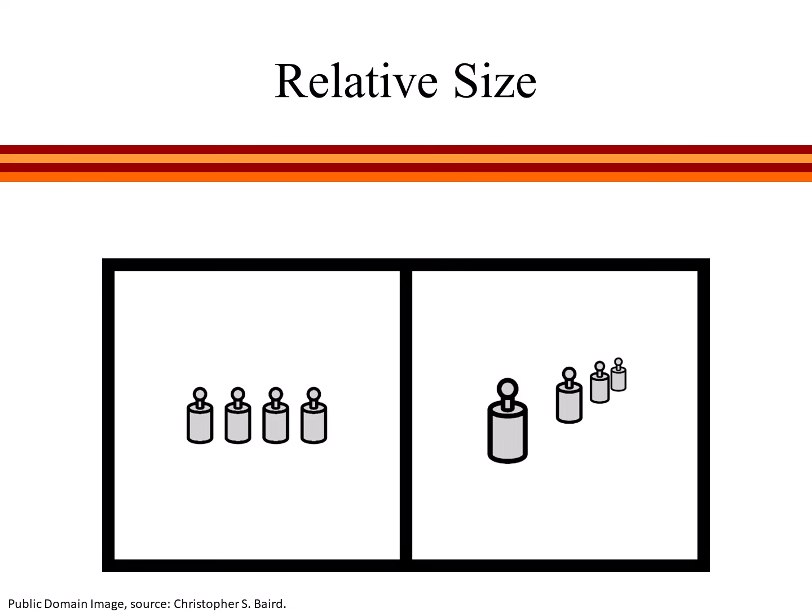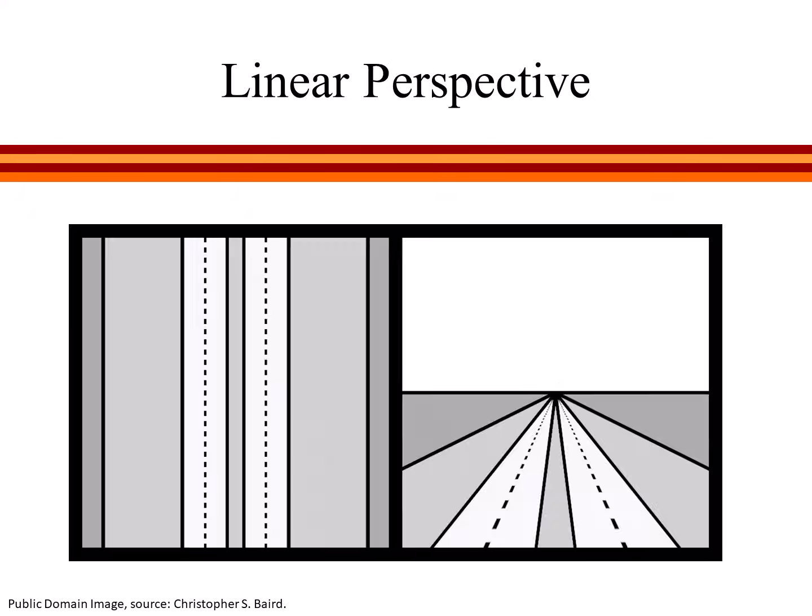Relative size is another monocular cue that your brain can use to gauge an object's distance from you. Your brain knows that images that are farther away from you will literally cast a smaller image on your retina. So for example, if your brain assumes that objects are all the same size, like the image on the left, then it will perceive the smaller objects in the right image as being farther away from you, rather than just literally being smaller.